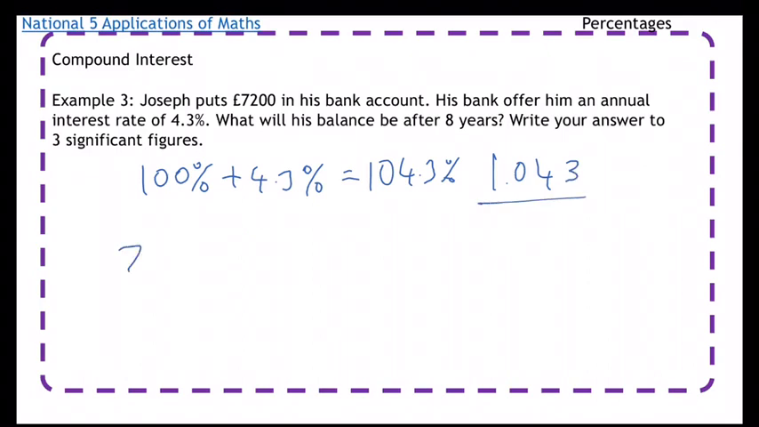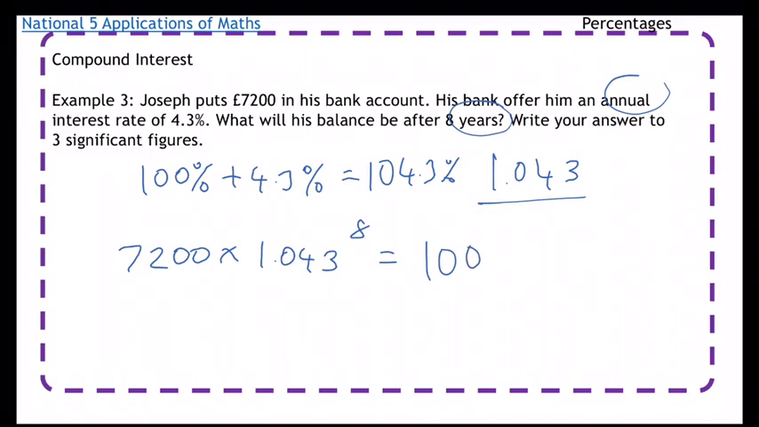Then take the £7,200 and times it by 1.043, which is our multiplier, to the power of how many times it's going to happen. This is going to happen annually, and there's 8 years, so it's going to happen 8 times. So it's the power of 8, which gives me £10,083.40.